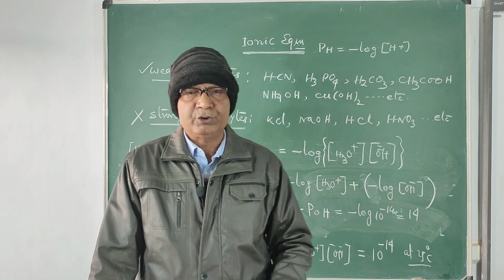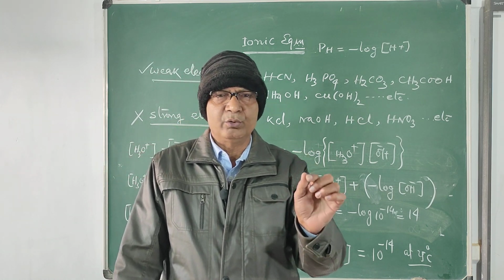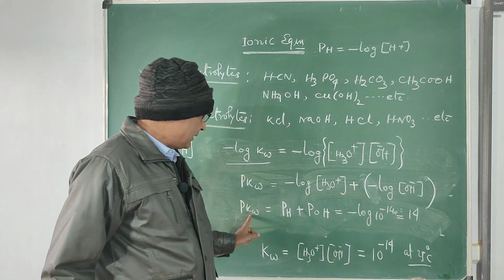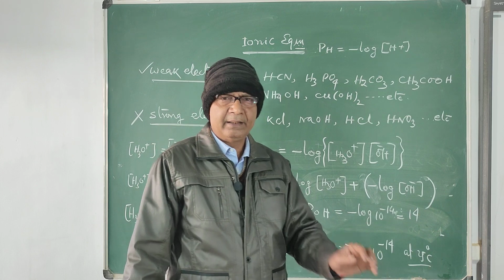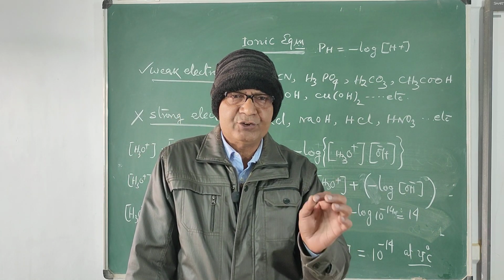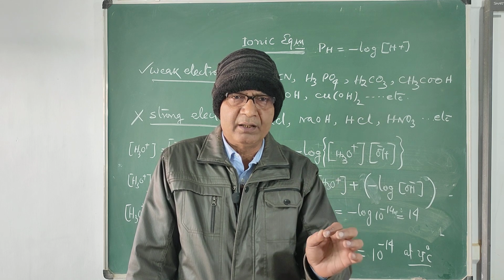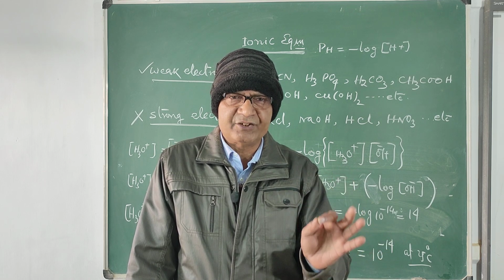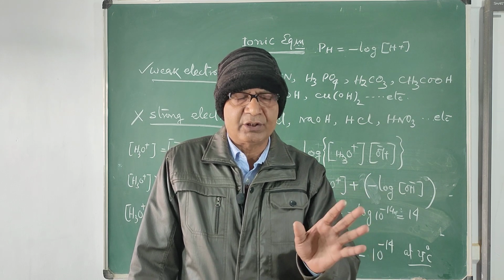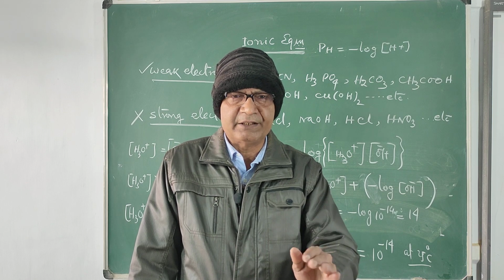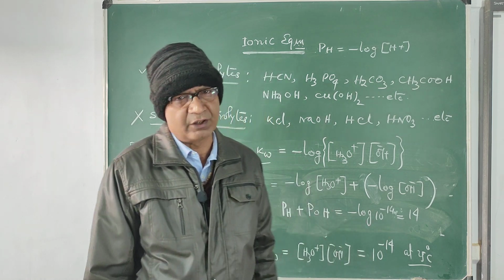of Kw. So Kw is equal to 10 to the power minus 14, or you can say pKw equals 14. This value is valid for any solution, whether it is neutral, acidic or basic. Remember it. You can apply this relation for any solution, neutral or acidic or basic. That means for any type of aqueous solution.